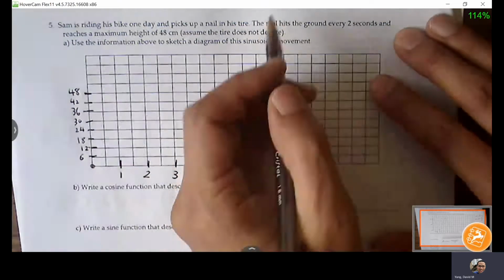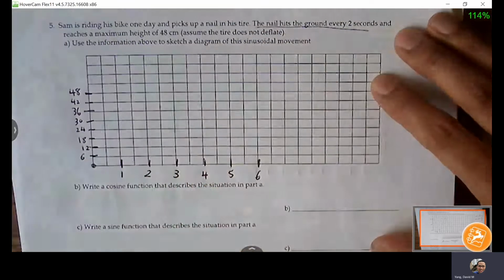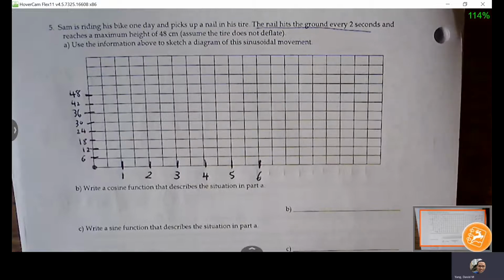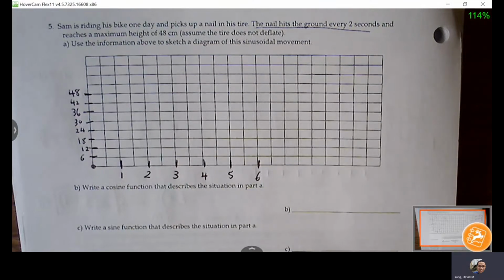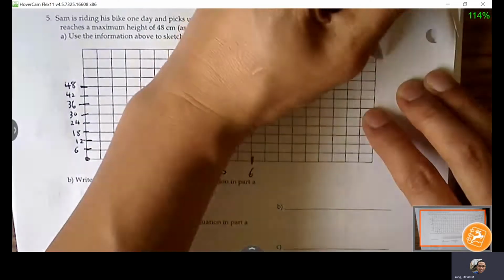So just from this information here, the nail hits the ground every 2 seconds. What does that tell us? That period is 2. Yep. It's going to cycle back from ground to ground. So the 2 second period is 2.